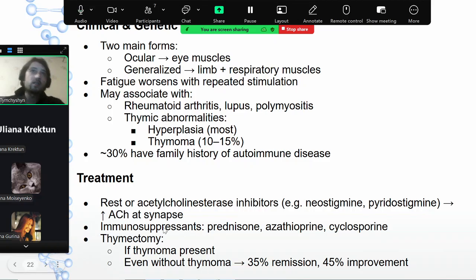Immunosuppressants, that's pretty obvious. We have an autoimmune disease, of course we use immunosuppressants to manage that. It's often associated with some diseases of the thymus, so maybe some sort of surgery will help. Okay, why do we need inhibitors of acetylcholinesterase? Nobody knows.